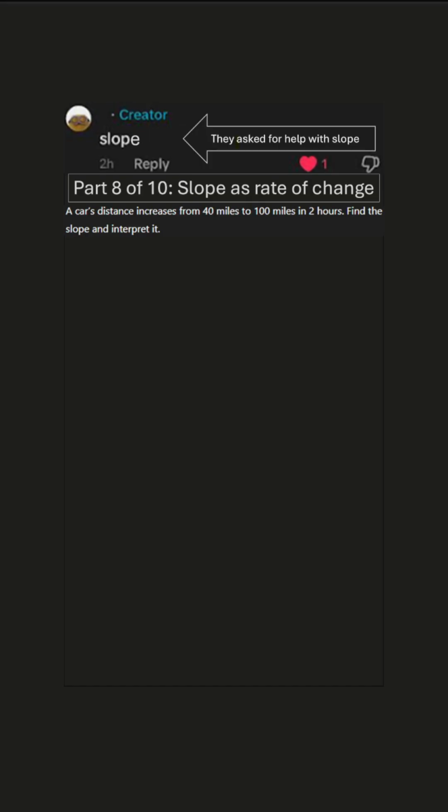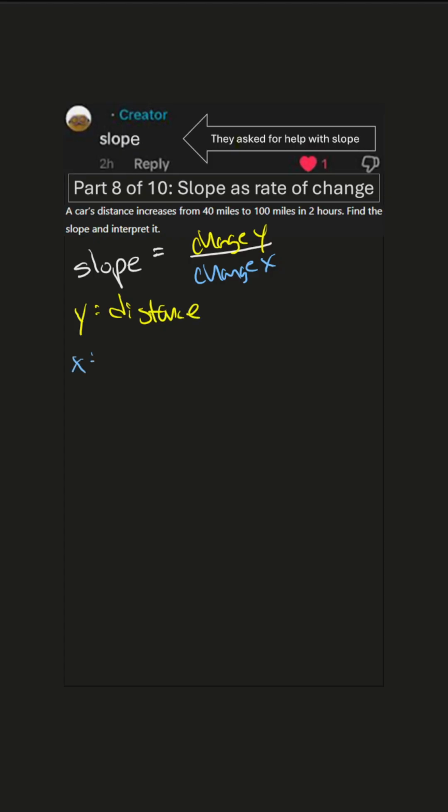Can you use the slope to solve this problem? Let's give it a shot. So let's remember that the slope equals the change in y over the change in x. So let's decide what we want to be y and what to be x. Let's say y is the distance and x is the time. And let's just plug those into our formula.